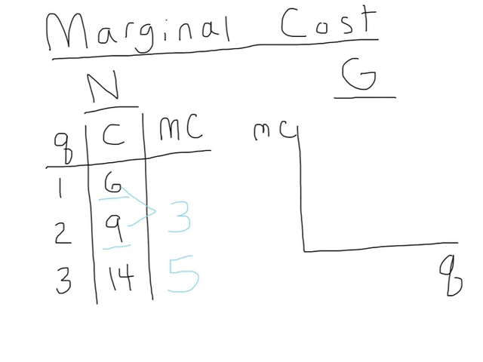Similarly, the marginal cost for the 3rd unit is 5. And we can graph marginal cost. We have 3 here for our 2nd unit, 5 for our 3rd unit. And our marginal cost curve will just tend to increase like this, in contrast to our average cost curve.